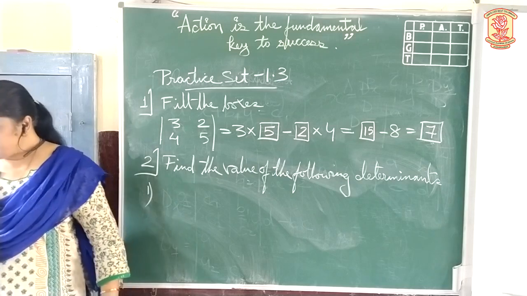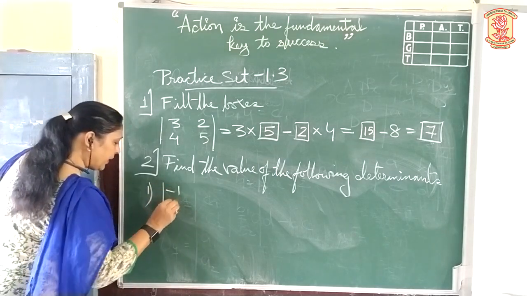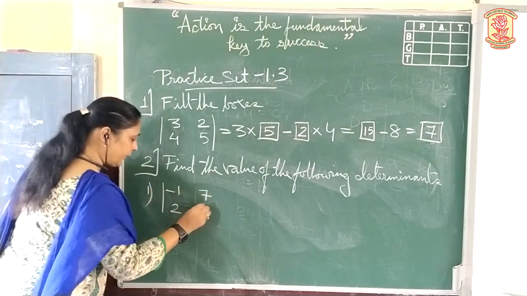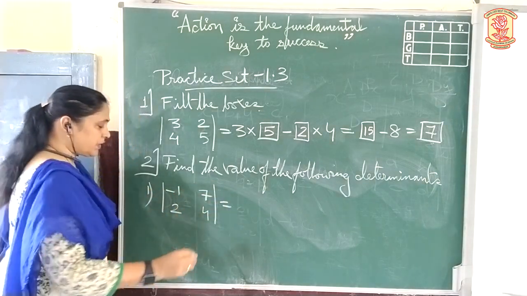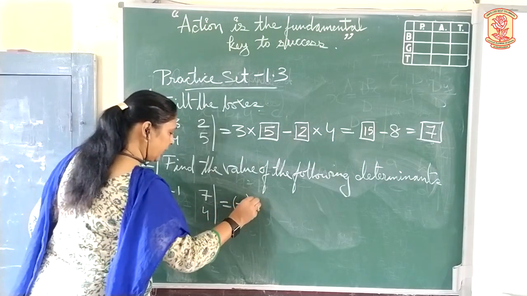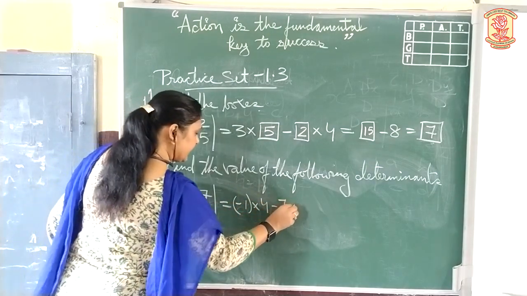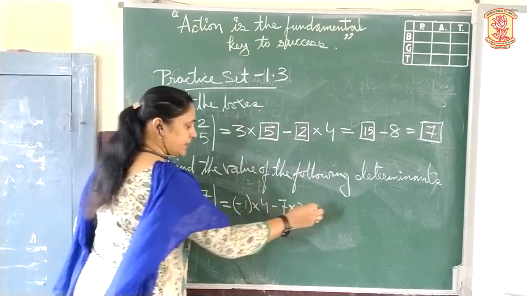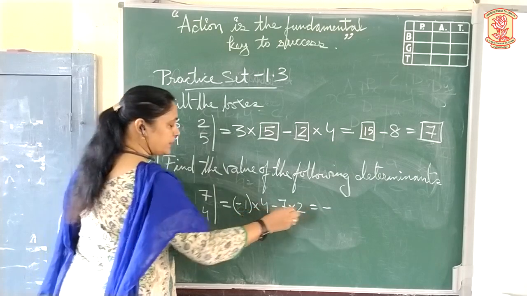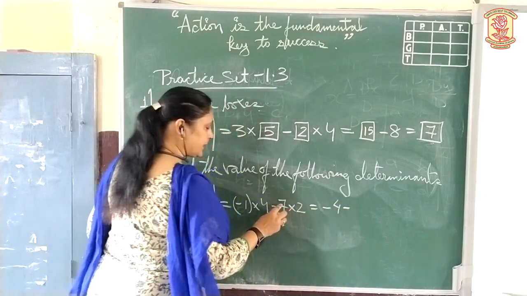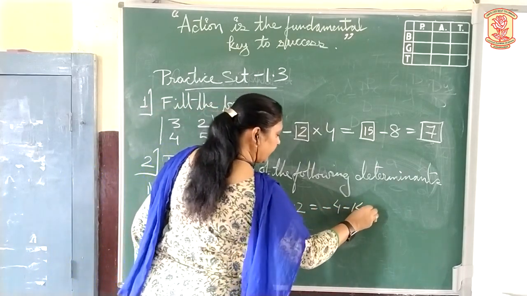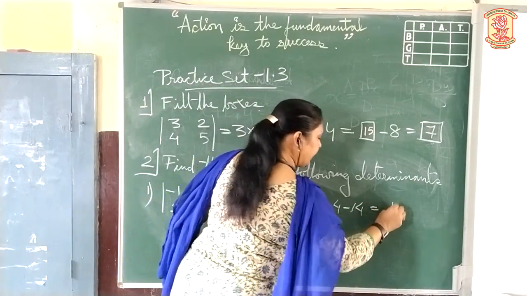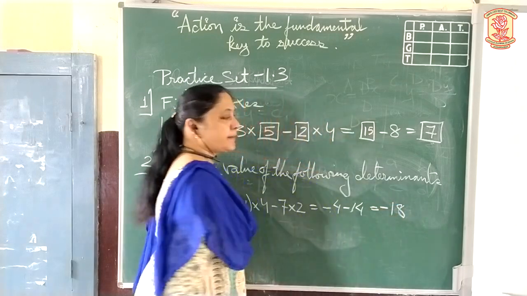The first bit is the determinant of minus 1, 2, 7, 4. Cross multiply, we get minus 1 into 4 minus 7 into 2. So this comes out to be minus 1 4s are 4 minus 7 2s are 14. Minus minus plus. 4 plus 14 is 18, and bigger number sign, that is minus.